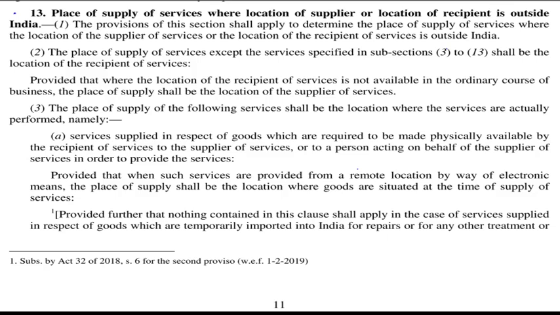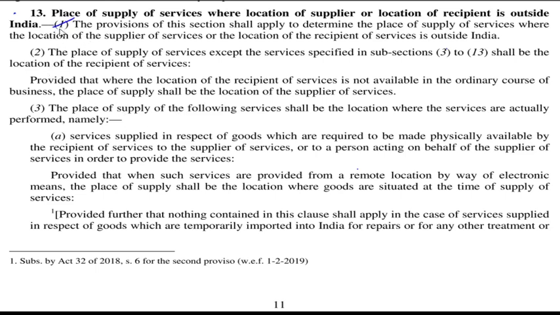Hello friends, today in this video I shall discuss section 13 of the IGST Act, which deals with the place of supply of service where the location of supplier or location of recipient is outside India. Let's see what the section prescribes about it.